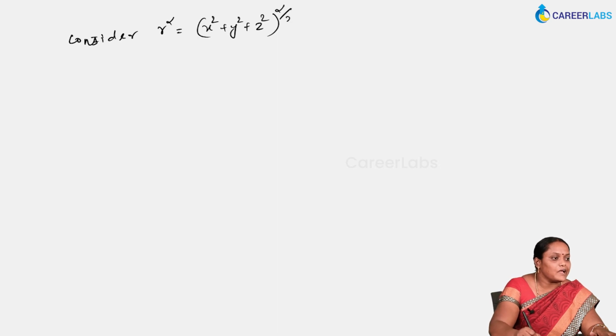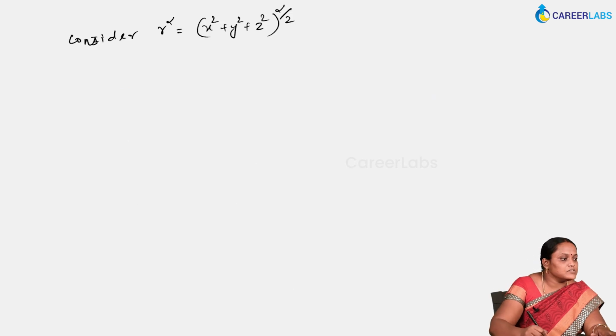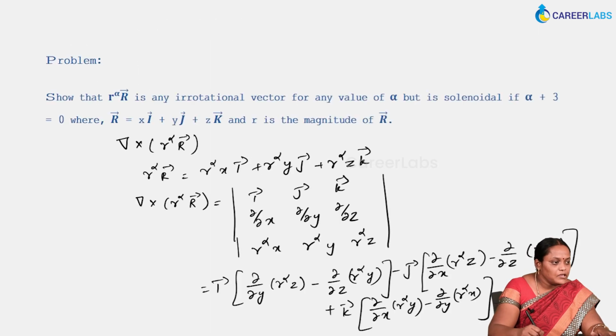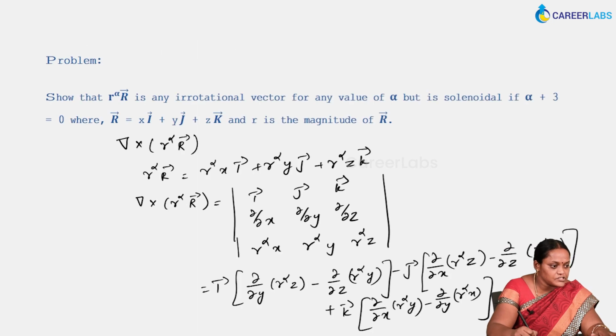So this is nothing but alpha by 2. So when you differentiate the first term, this is equivalent to i vector times, when you differentiate the first term with respect to y, you will get alpha by 2 times (x square plus y square plus z square) to the power alpha by 2 minus 1.